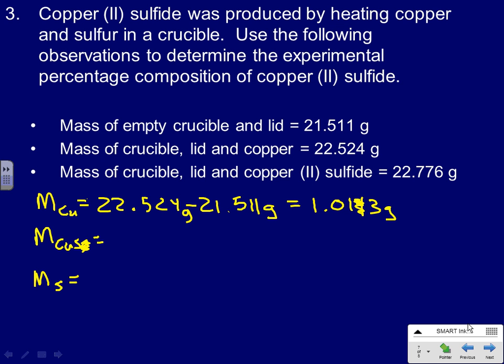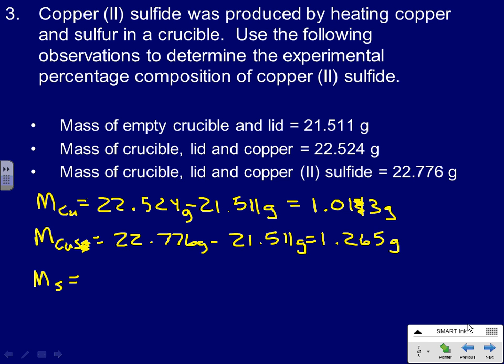Okay. How am I going to get the mass of the copper 2 sulfide? Well, just tell me the numbers I got to put in there so I can get it. Brody, what do you got? 776 minus 511. So again, total mass, subtract away the crucible, and what do we got? And all of these numbers are very important. All of the digits are significant. We actually measured them. We don't want to throw them away.